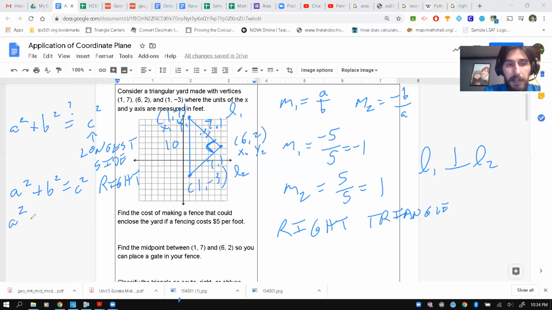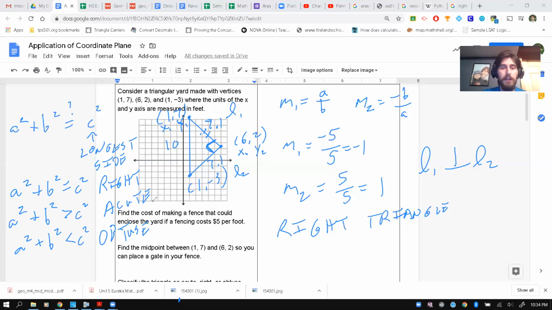If it turned out, however, that a squared plus b squared was bigger than c squared, and our c squared then became shorter, that would mean you have an acute triangle. And if a squared plus b squared was less than c squared, that would mean you have an obtuse triangle. So that's another test you could use if you like the Pythagorean theorem and you're good at that. You can use that to find what type of triangle this is as well.